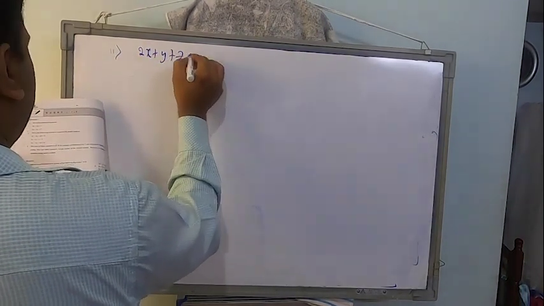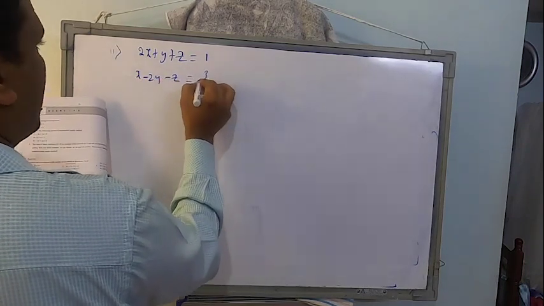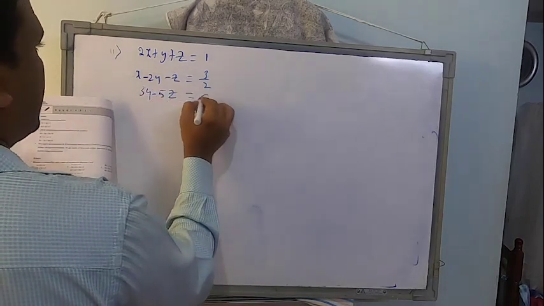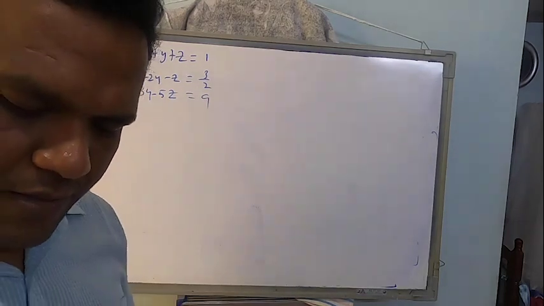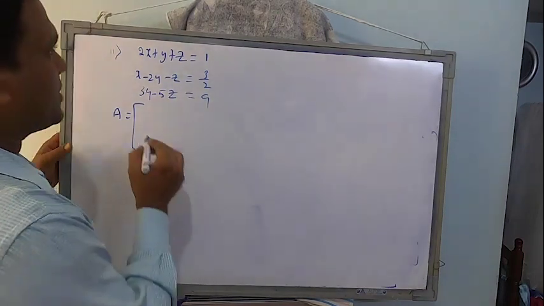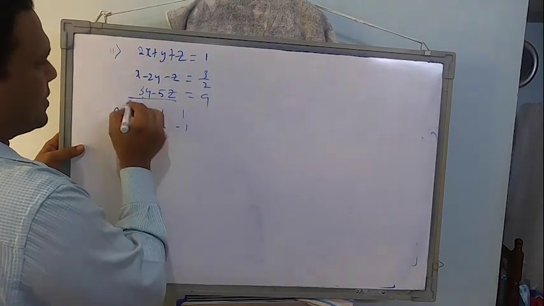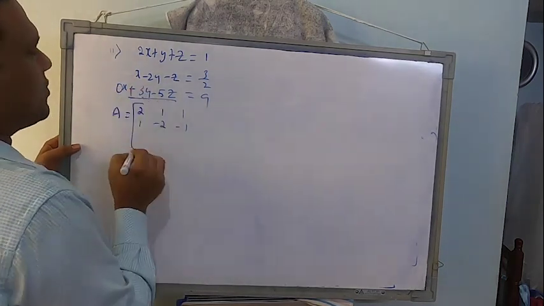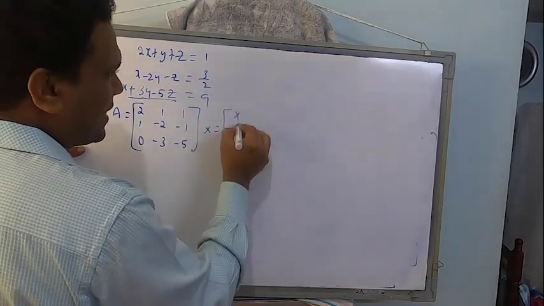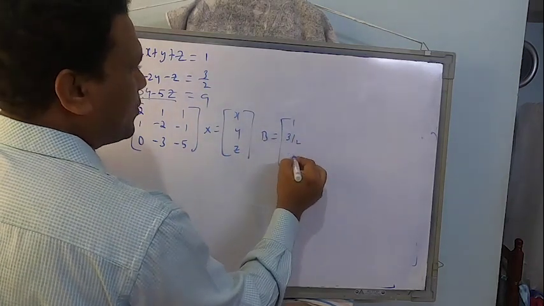2x plus y plus z is equal to 1, x minus 2y minus z is equal to 3 by 2, and the last equation, 3y minus 5z is equal to 9. So let me start with this. First thing, I should write down a matrix A, the coefficients of x, y, z. So 2, 1, 1, 1, minus 2, minus 1. Remember, just look at this, there is no x term, so the coefficient of x will be 0. So 0, minus 3, minus 5. Matrix X: this time there are 3 unknowns, x, y, z. And matrix B: 1, 3 by 2, 9.